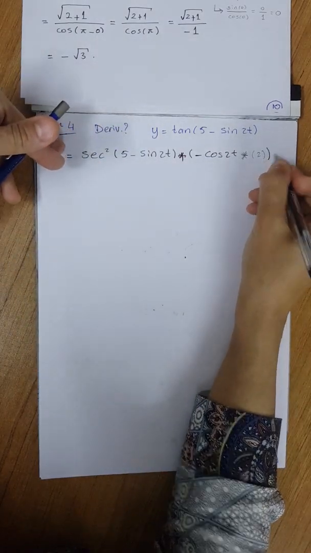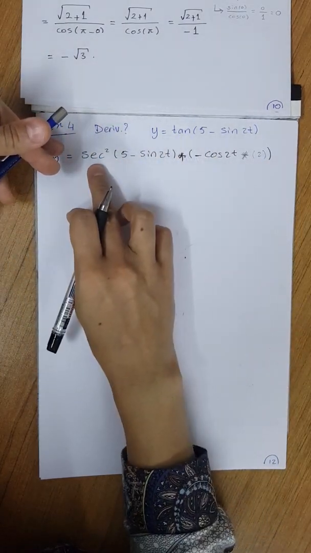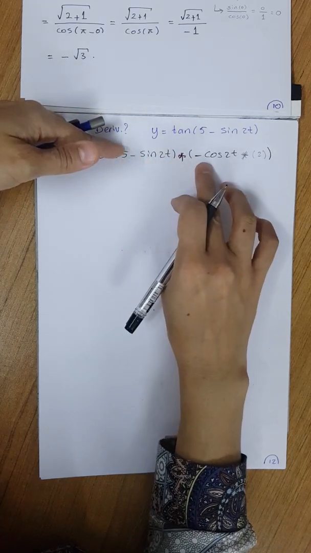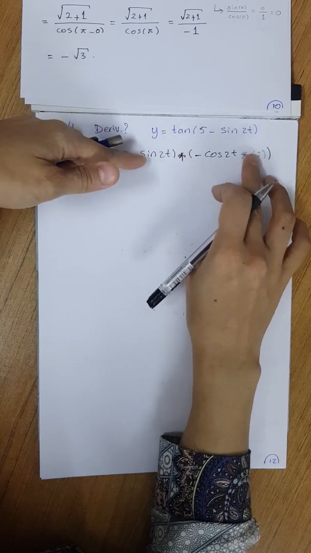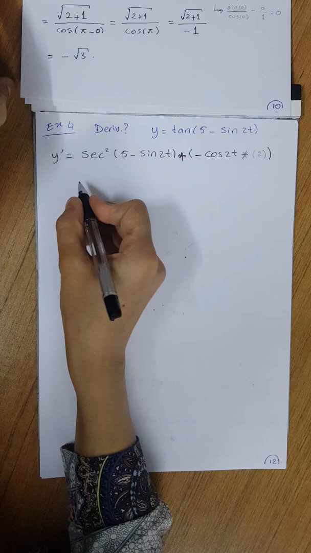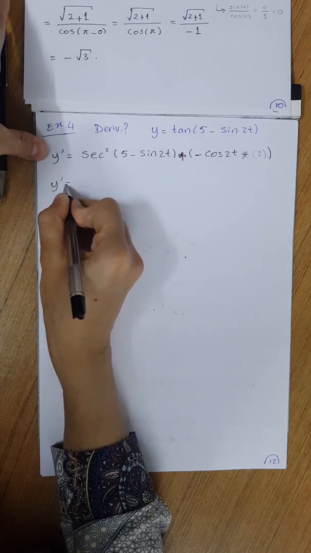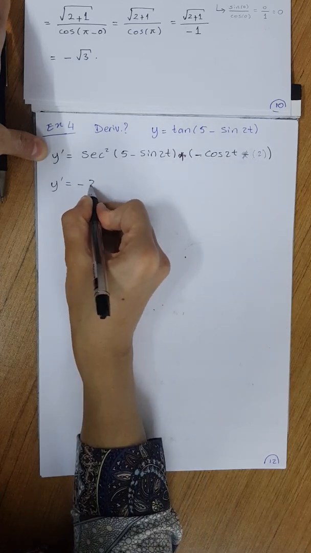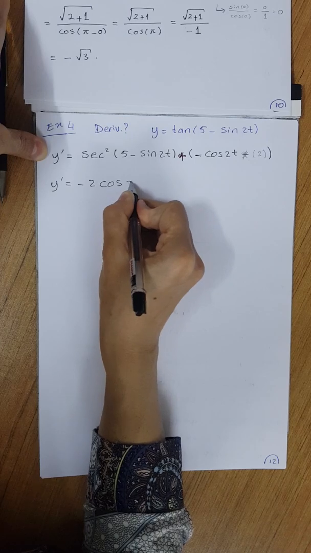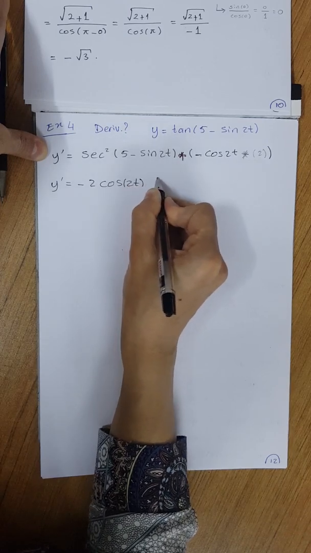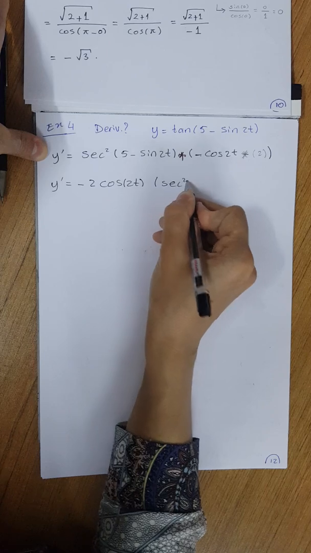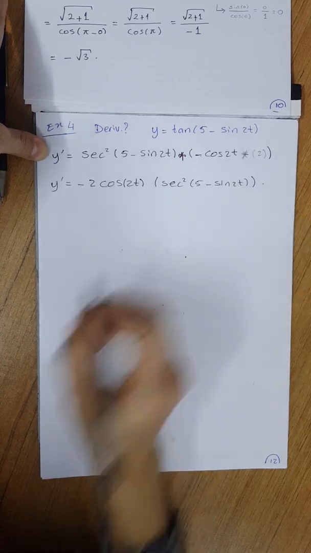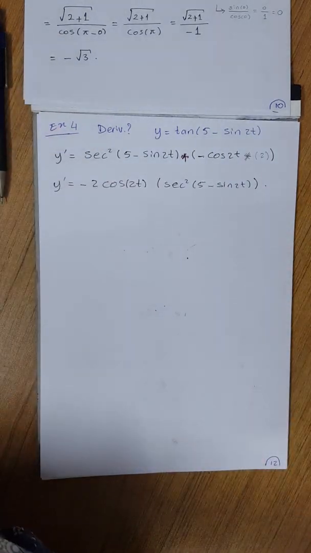So the derivative of tan is equal to secant squared of that one. The derivative of that one is equal to minus cosine of 2t multiplied with the derivative of the angle. If you want, you can rearrange this one again. I have got minus 2 cosine of 2t, all multiplied with secant squared of 5 minus sine of 2t. And that is it for that example.